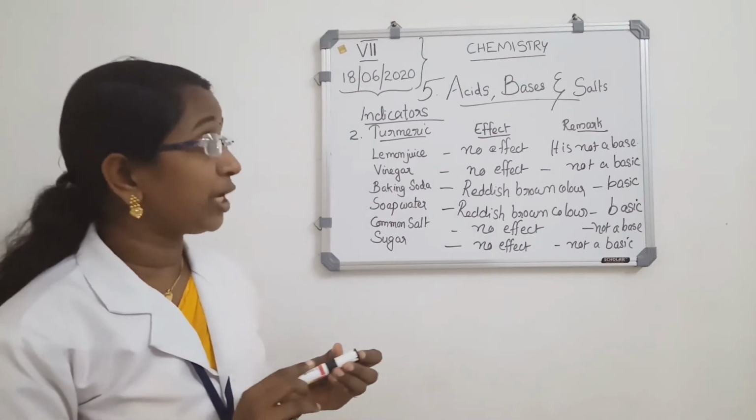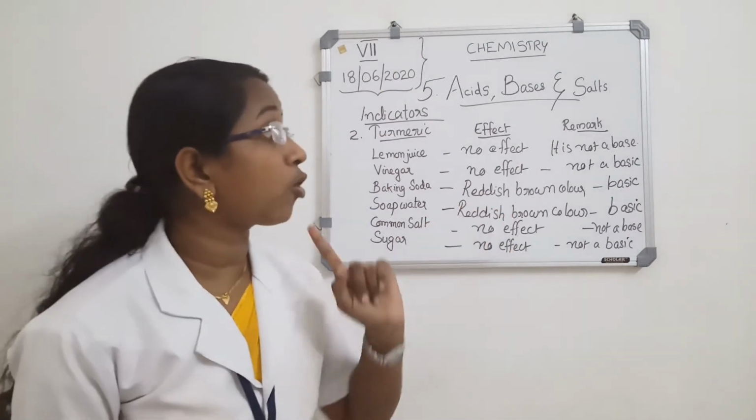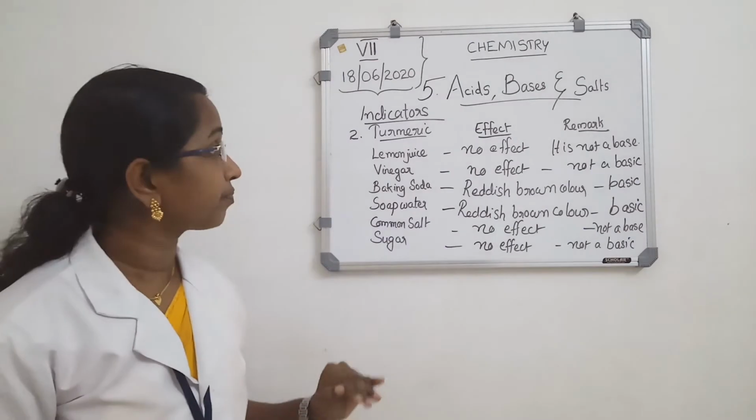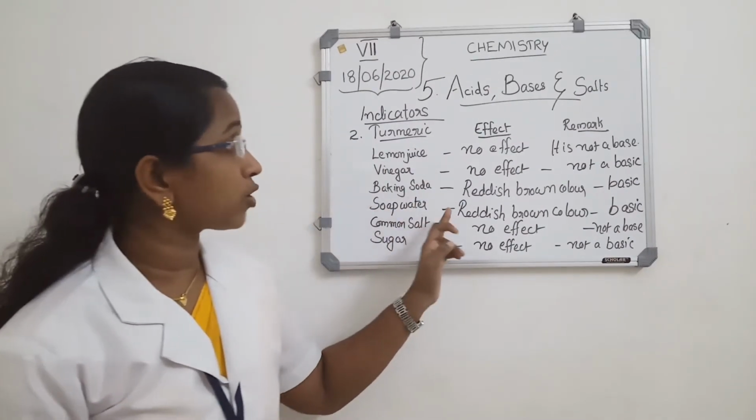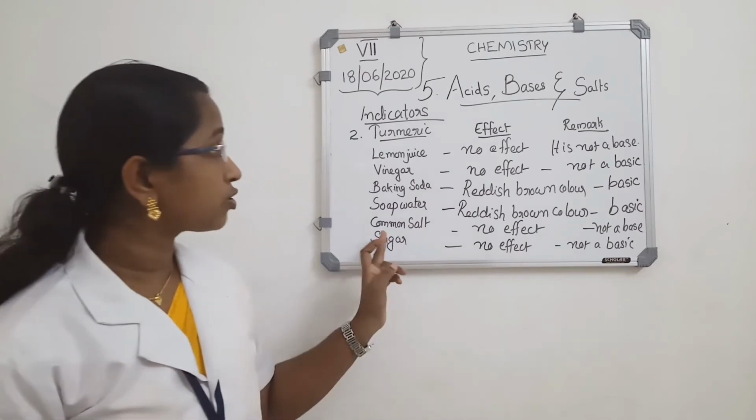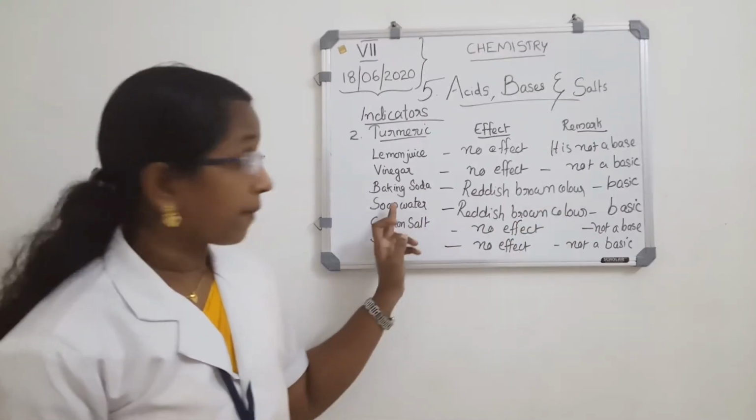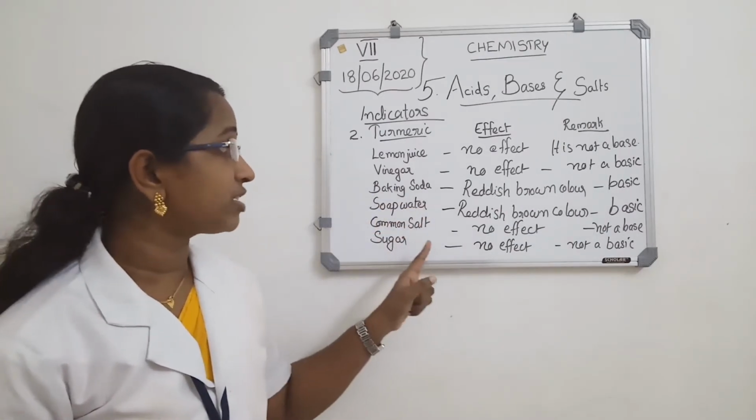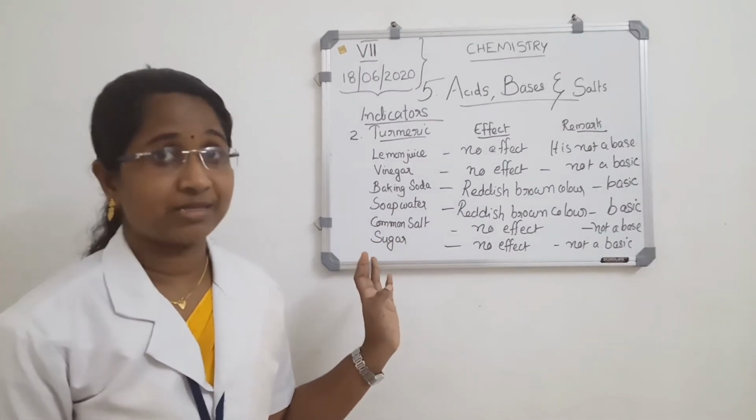Okay. Turmeric paper is mainly used for testing bases. It shows reddish brown color on bases. Lemon juice, no effect. Vinegar, no effect. Baking soda, reddish brown color. Soap water, reddish brown color. That means these are bases, baking soda and soap water. Then common salt, no effect. Sugar, no effect. These are not bases.